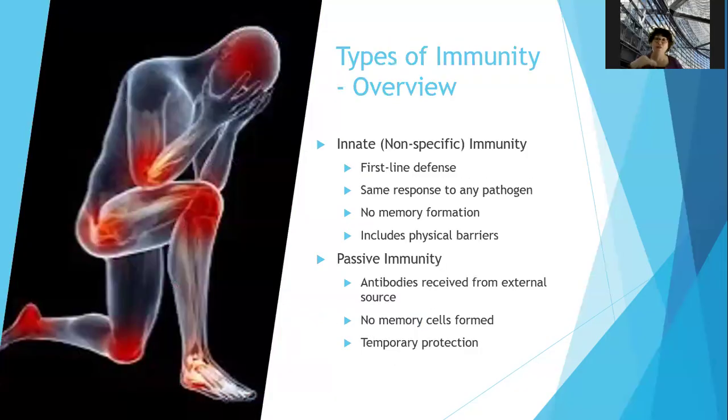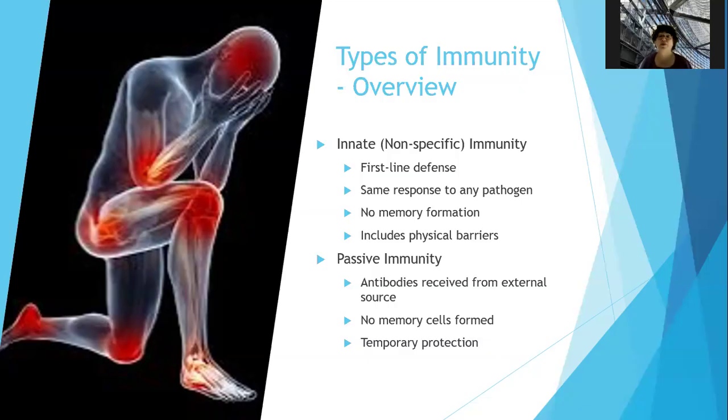So just to review what we talked about in the inflammation chapter, our first line of defense is our innate non-specific immunity. So it's the same response to any pathogen and no memories are formed. It includes physical and chemical barriers. So that includes things like our skin and our chemical responses and our stomach acid. That's a chemical response. But it's just anything that comes along, first line of defense.